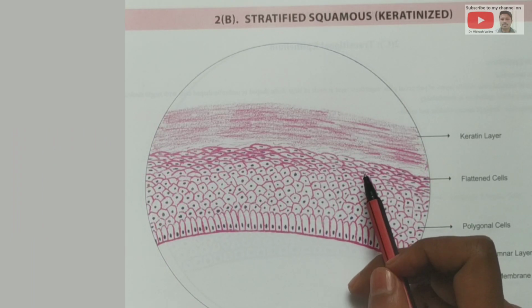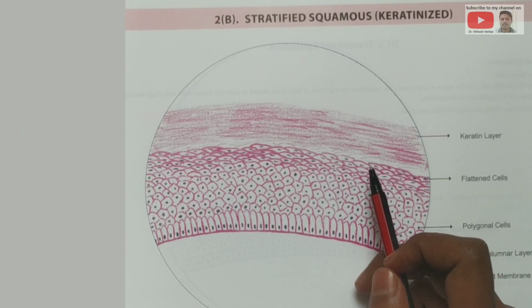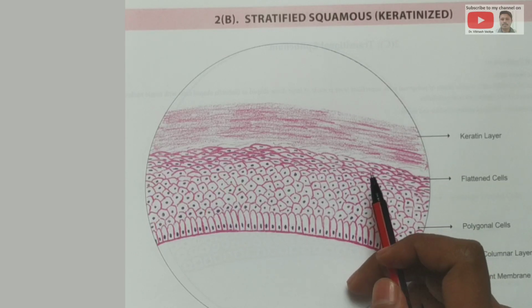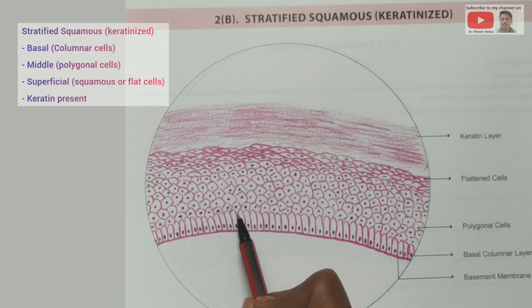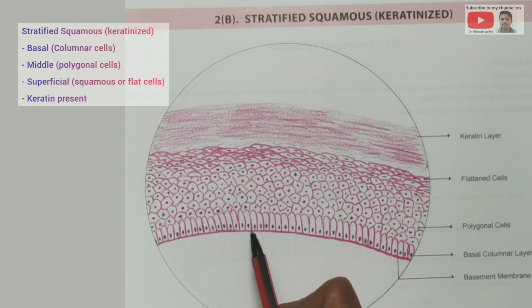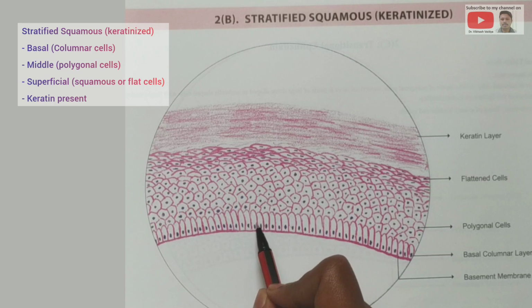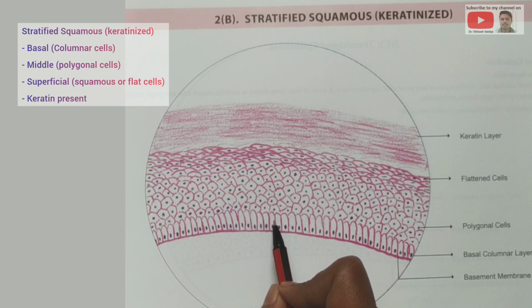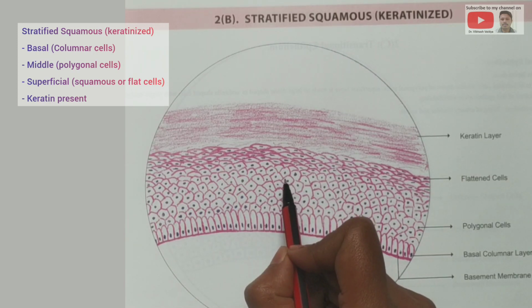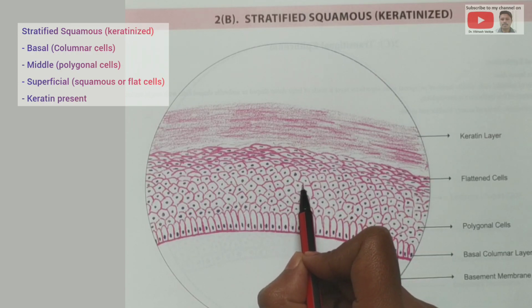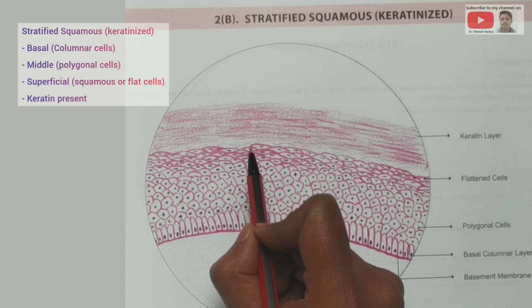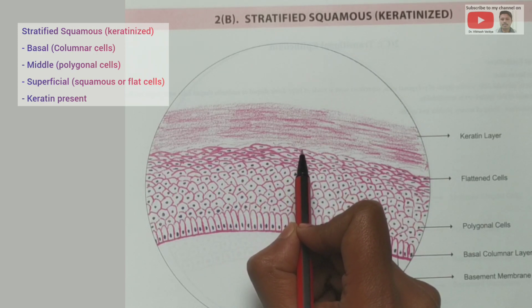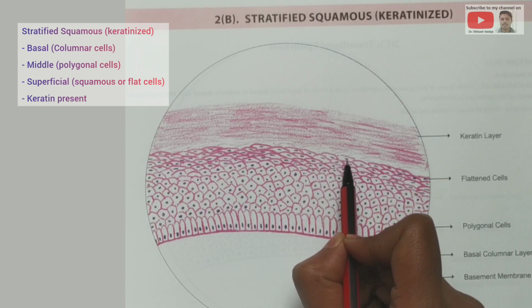Stratified squamous keratinized epithelium. This stratified squamous keratinized epithelium contains a basal layer that is columnar, as in the stratified squamous non-keratinized epithelium. You can appreciate here the basal layer is columnar, and the middle layer is polygonal in shape. The superficial layer is again flattened or squamous in shape. Nuclei are also flat toward the base.